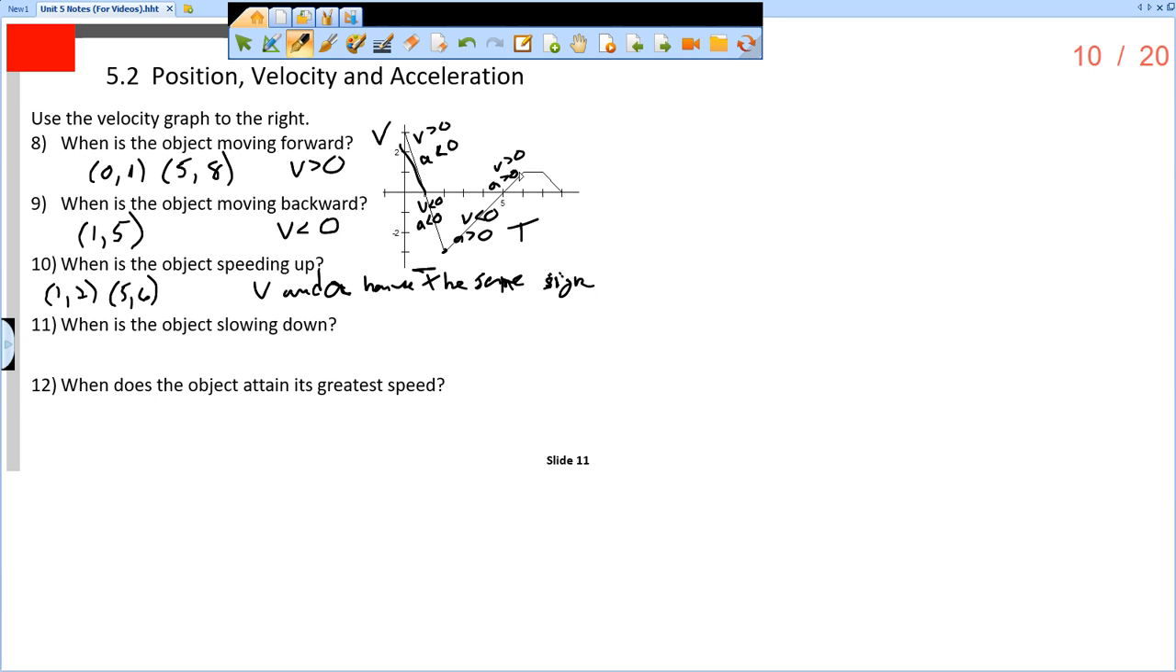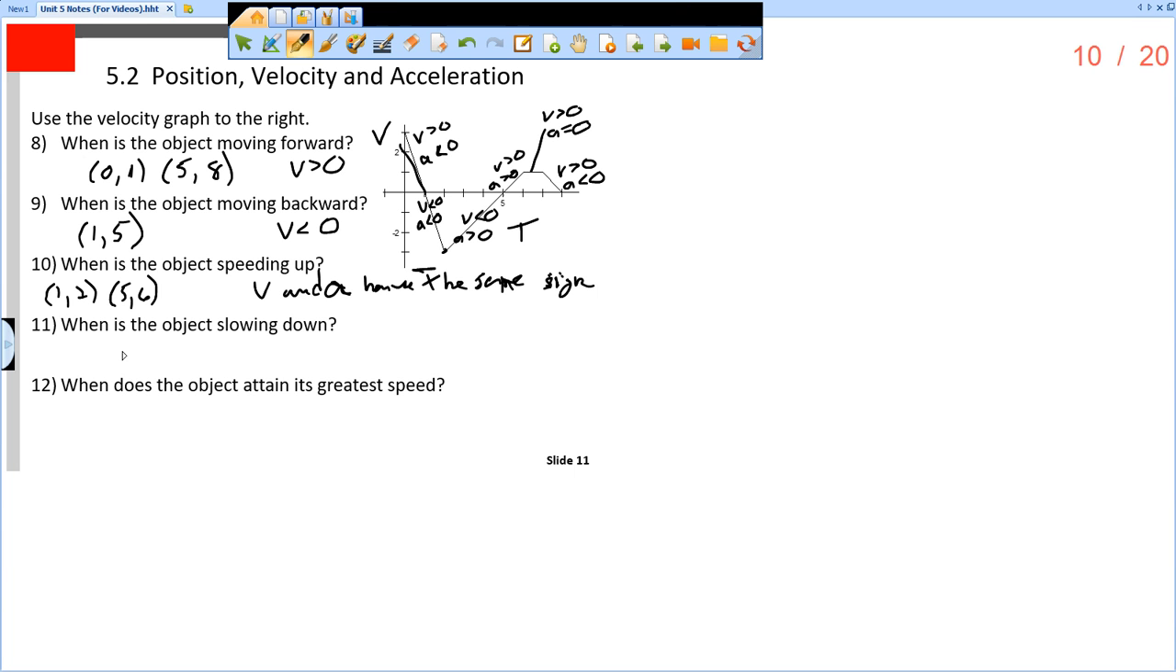What about from 6 to 7? So velocity is greater than 0, because this is above the x-axis, but acceleration is equal to 0, because the derivative, the slope of this, is 0. And you would say velocity is constant. And then the last, from 7 to 8, velocity is still above the x-axis, so velocity is greater than 0, but now velocity is decreasing, so acceleration is less than 0.